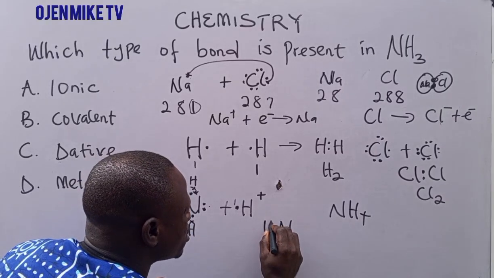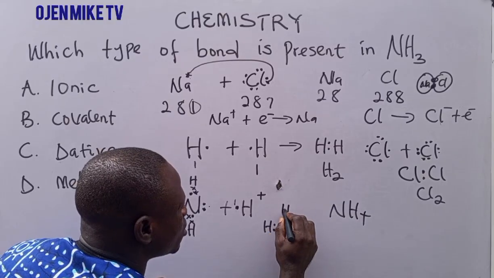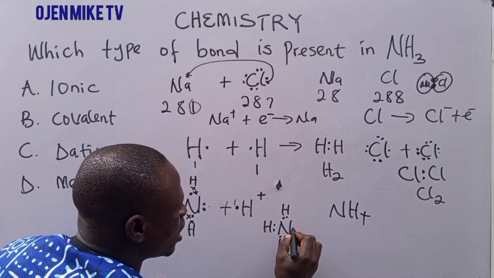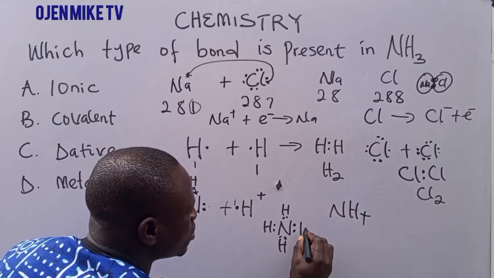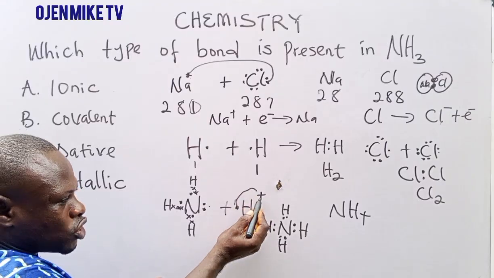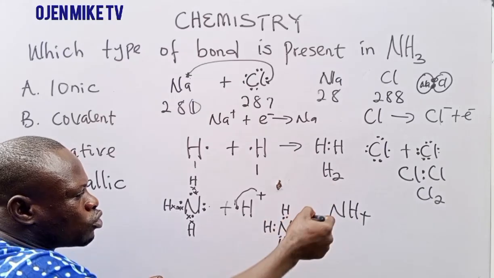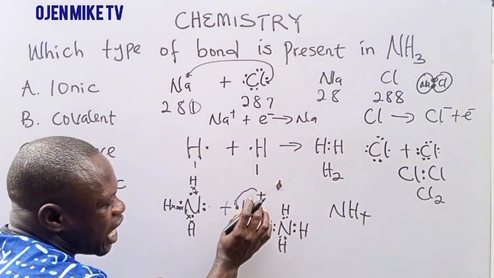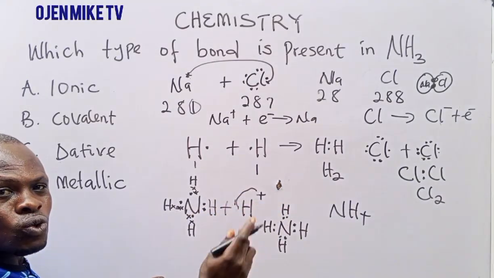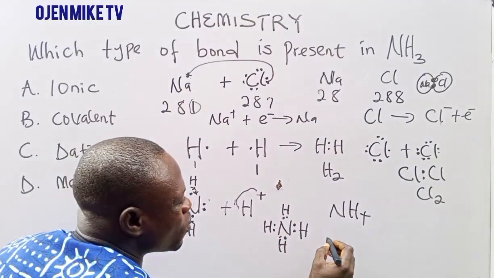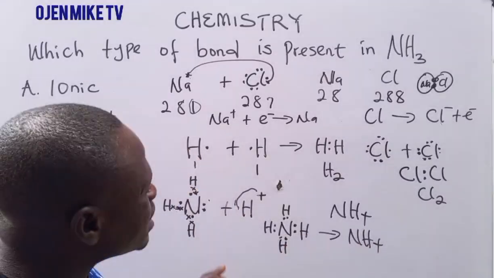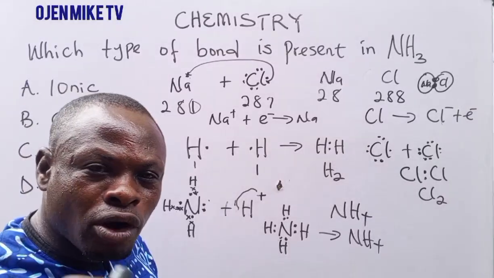If you now remove this electron, we will have something like this: H, H, H, H. This one has been removed. This plus here means it has lost an electron, so this hydrogen will now come and attach itself here, because it has lost 1 electron. Do you get that? So we now have our structure as well, NH4. This type of bonding is what we call dative bonding.